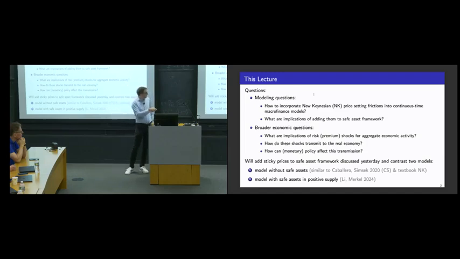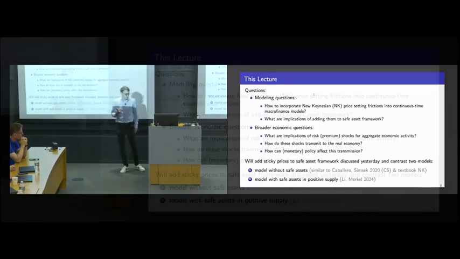What are the implications of, well, risk or risk premium shocks? That's a catch-all term for all types of things that move risk premia around and potentially asset prices for aggregate economic activity through this new Keynesian demand channel. So how do these shocks transmit to the real economy, and possibly how can policy, particularly monetary policy, affect those?